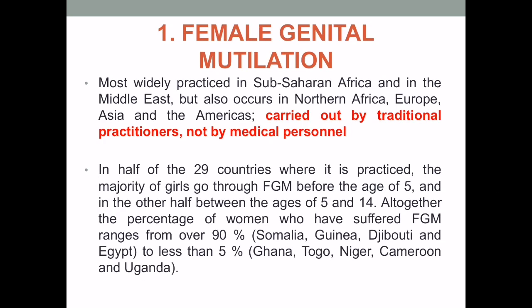Halimbawa, female genital mutilation. Ito yung katumbas ng circumcision sa mga kababaihan that is mostly widely practiced in sub-Saharan Africa and in the Middle East, Northern Africa, Europe, Asia, and some parts of America. It is carried out by traditional practitioners, not by medical personnel.